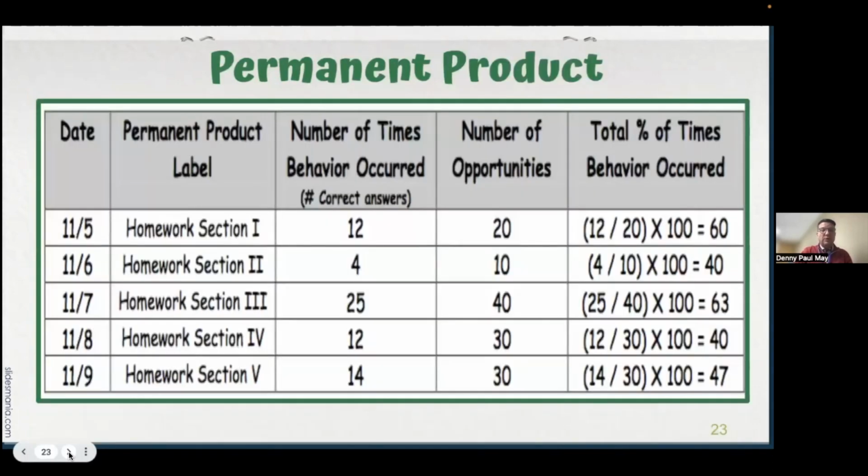And then here's your permanent product, just a count of how well the student did on their homework out of the number of opportunities. And then you would turn that into that last column, a percentage.